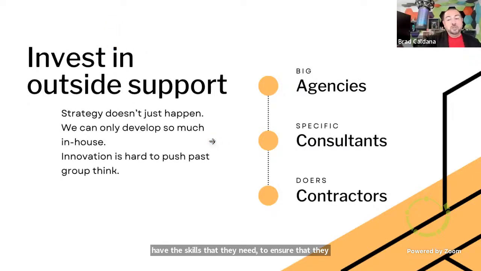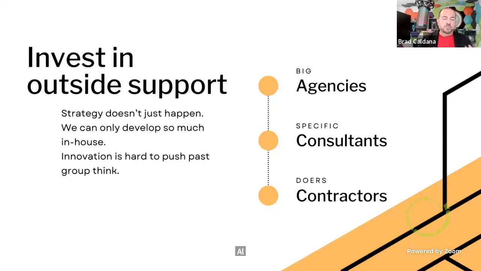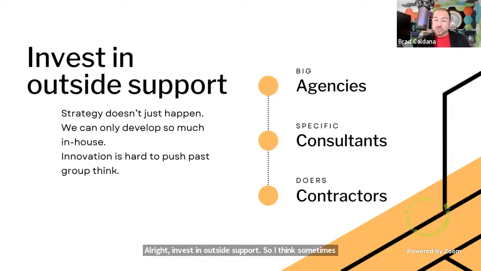All right. Invest in outside support. Sometimes strategy doesn't just happen, right? We can only develop so much in-house, and innovation is hard to push past groupthink. What I mean by that is, especially if you are not in a leadership team role, there are few organizations where someone in the digital role sits at the senior leadership table. That is developing, that is happening. A lot of times I still see digital under comms, and your senior leader is a comms person who is still thinking comms first and not digital first, which is a really different thing. And so I do think we need to bring in outside help to expand these things.